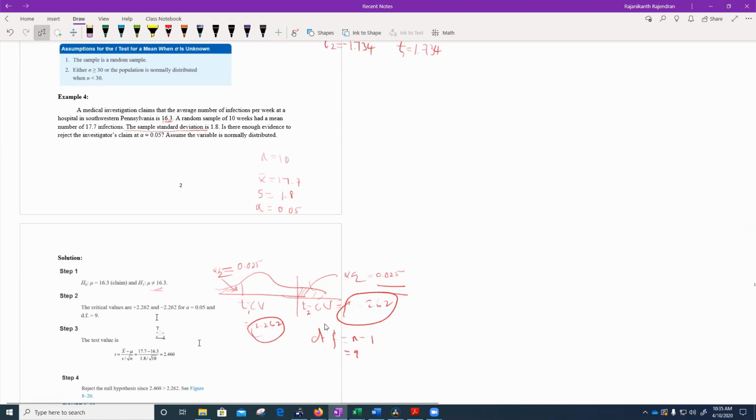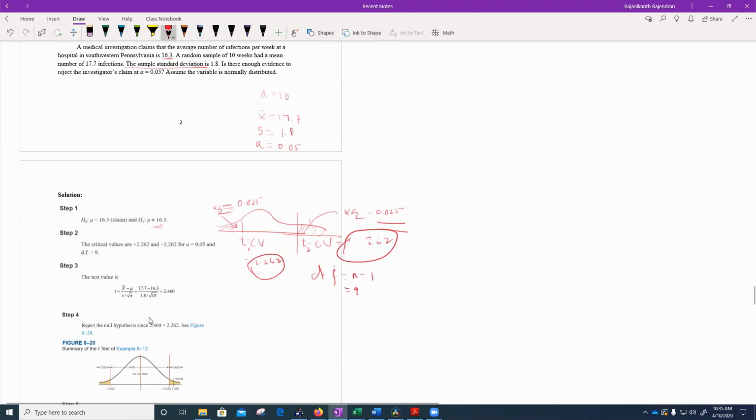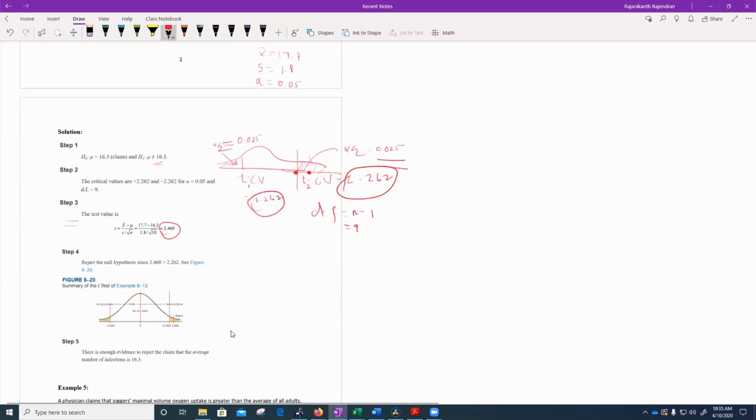I'm going to use the traditional method. Now remember the test value formula: x bar minus mu over little s over square root n. You know all the numbers here. Plugging in all the numbers, the test value is 2.460. This is a positive value. My positive critical value was 2.262, but this 2.460 is going to be somewhere here. Therefore, my test value is on the critical region, so you are going to reject our null hypothesis.